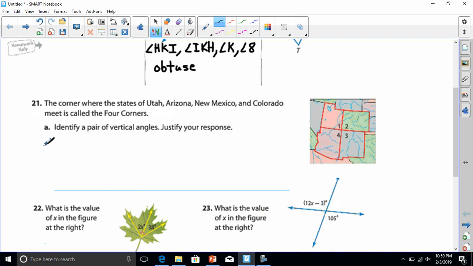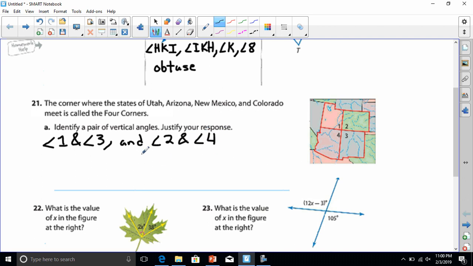So angles 1 and 3. Now we could also say that 2 and 4 are vertical angles because they are also opposite each other. So we could also put angles 2 and 4.